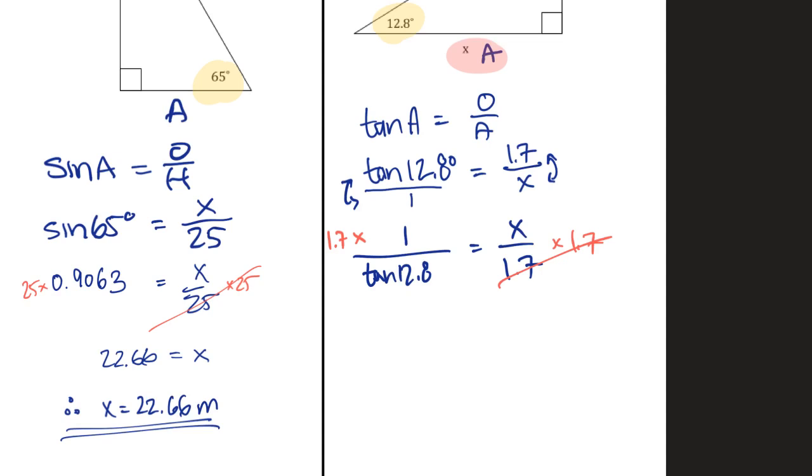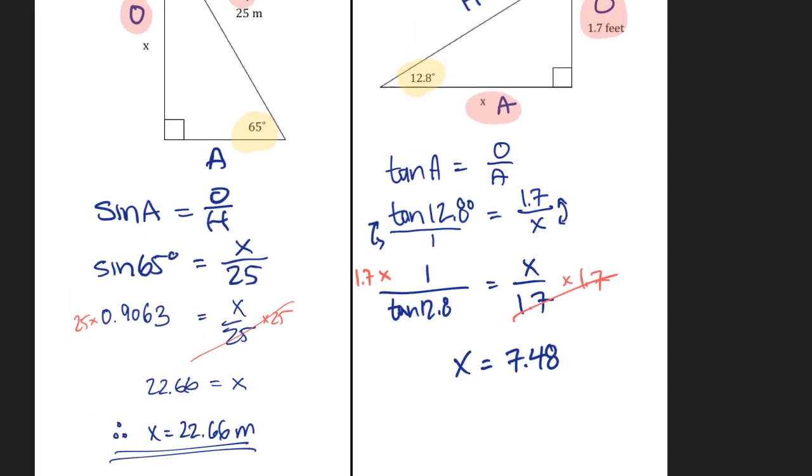So what I'm going to type into my calculator to solve this side here is just 1.7 times 1 divided by tan 12.8. I should be able to do that in one step on my calculator. If you can't do that in one step, that's fine. Do it in multiple steps so you can plug in tan 12.8 to get that, and then do 1.7 divided by that. But it should come out to x equals 7.48.